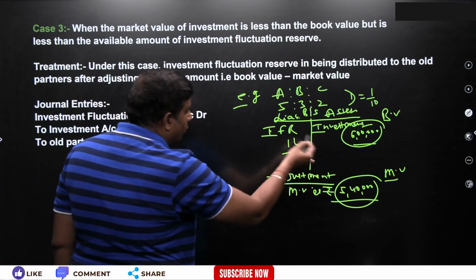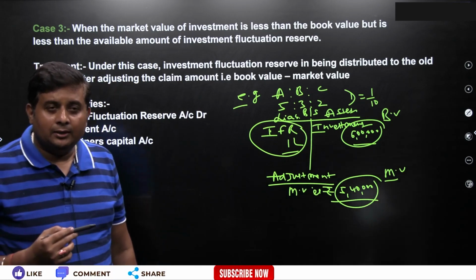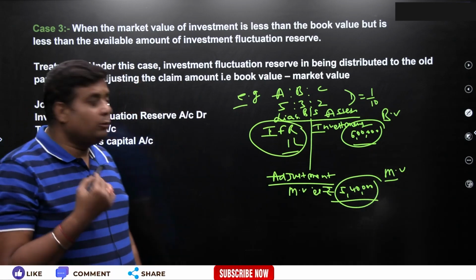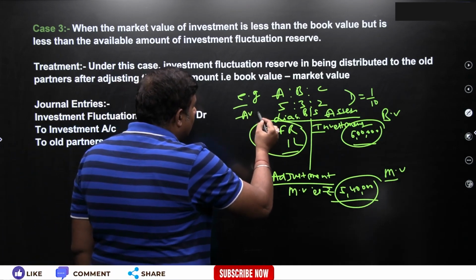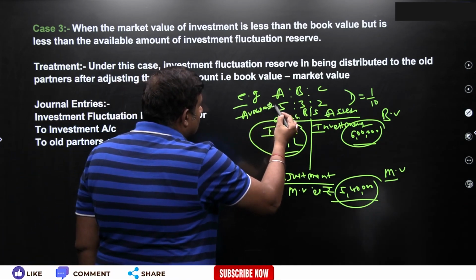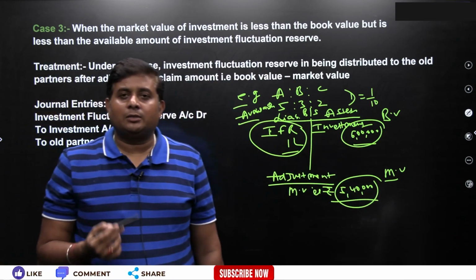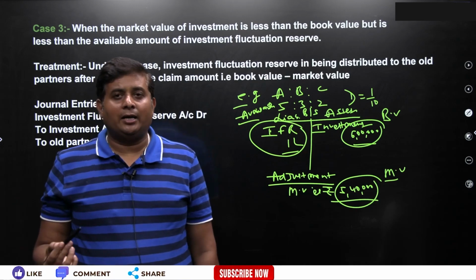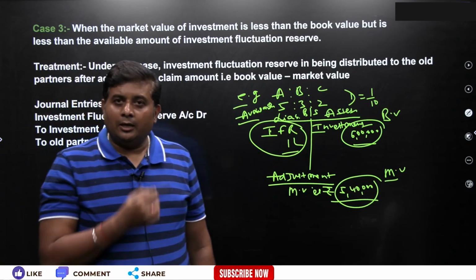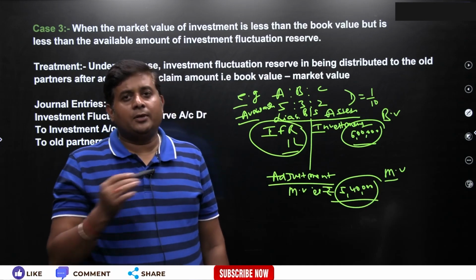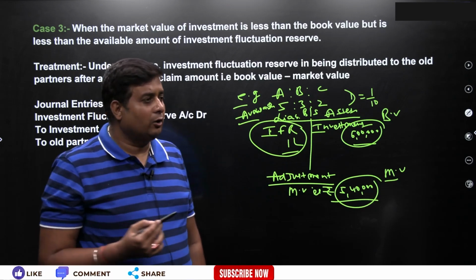But in order to support this, there is a creation of investment fluctuation reserve out of the profit by the old partners up to an extent of 1 lakh. So this is actually called the available amount of reserve, and this is actually called the required amount. When the availability on account of investment fluctuation reserve is more than the required amount, the entire required amount is adjusted, and the difference amount has to be distributed between the partners in their old profit and loss sharing ratio.